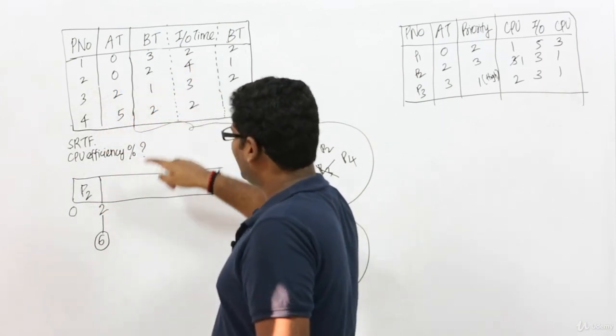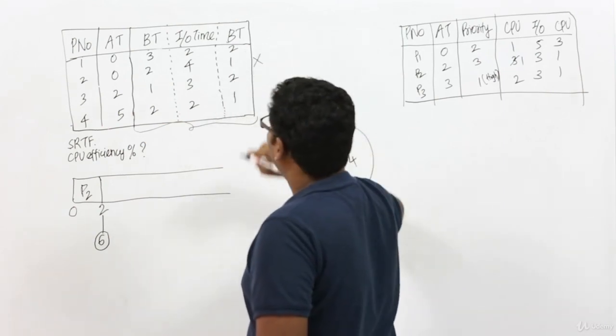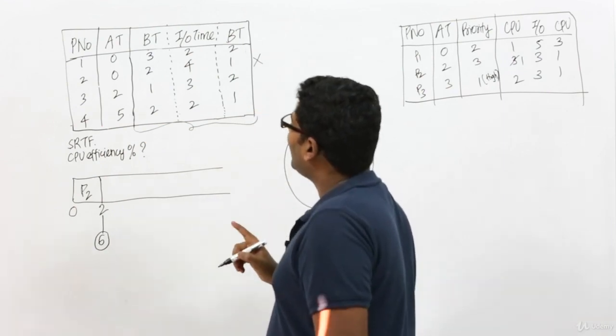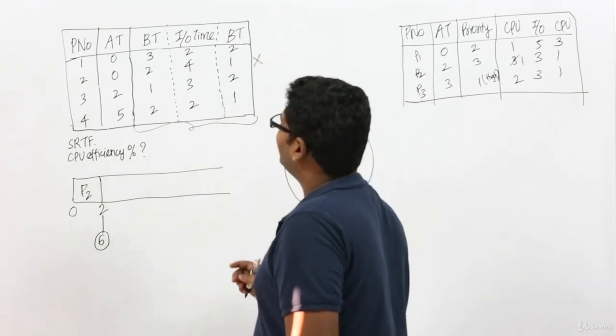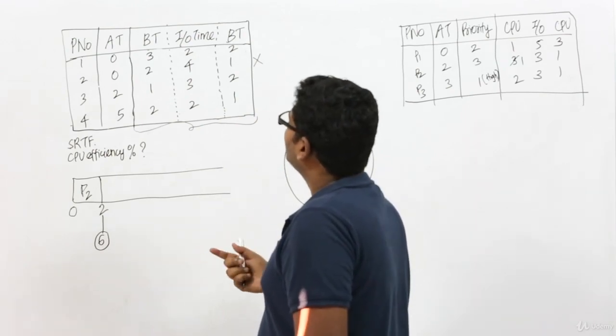Fine. It will complete its IO at time unit 6. So as of now, P2 is blocked. Okay. P4 is not available. As of now, we have only P1 and P3 inside our ready state. Out of which process is the highest priority?